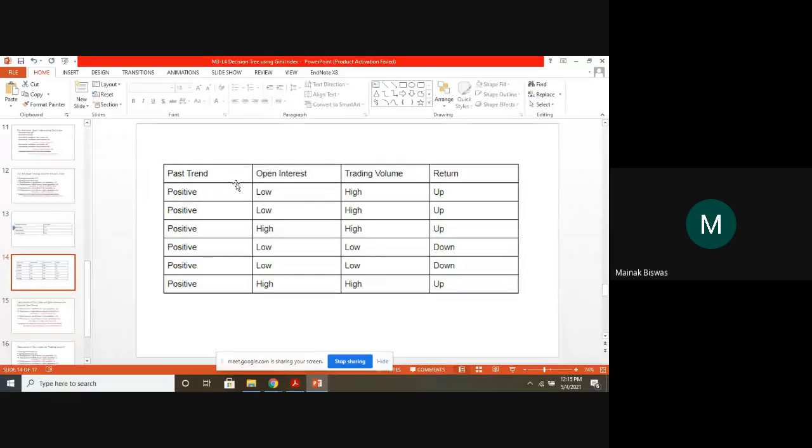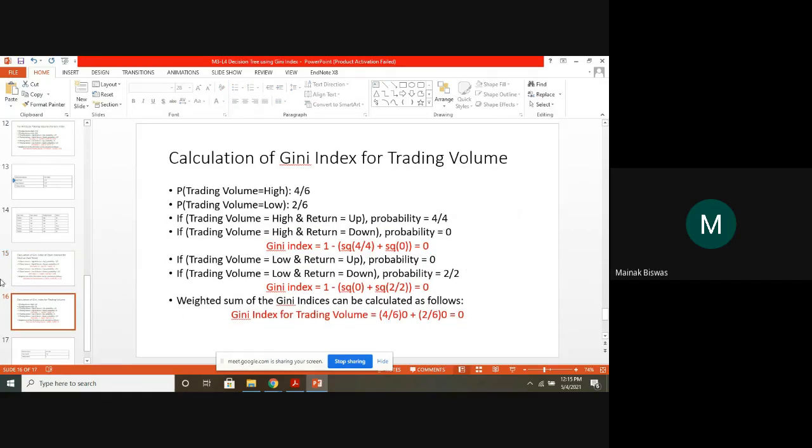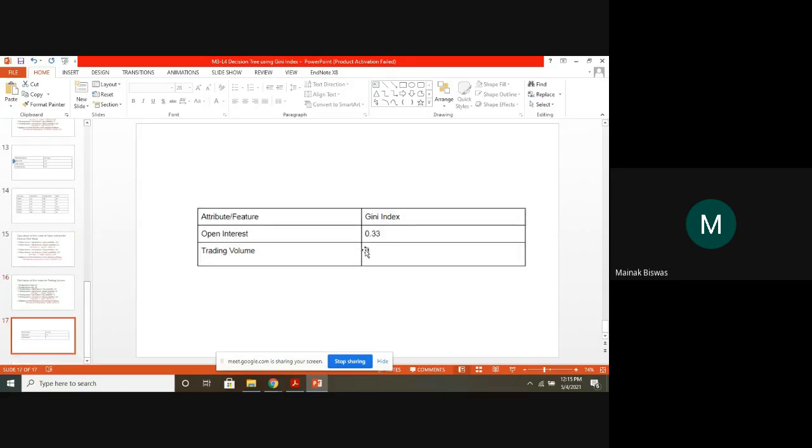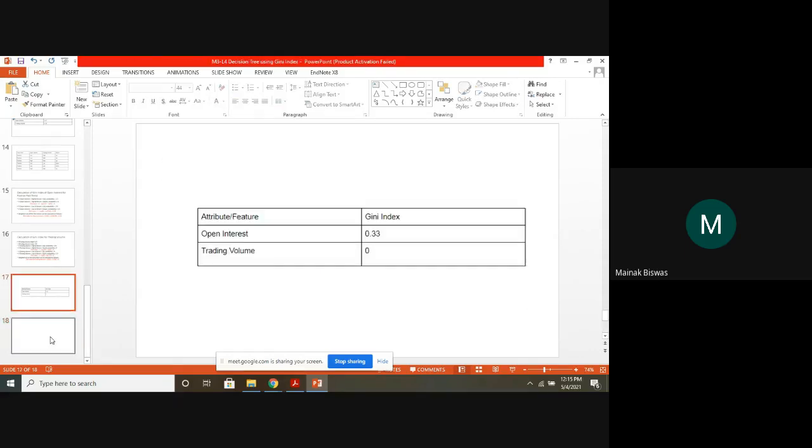Okay. So for positive trend, we have to calculate the Gini index. If open interest equals high and return equals up, in this way again we compute the Gini index for open interest. And for low, it is around 0.50. So the weighted sum of the Gini index is calculated as 2 by 6 into 0 plus 4 by 6 into 0.5, which is 0.2. For trading volume, it is around 0. So between these two, we find that trading volume is the minimum. So we break the node this way. So the tree is basically missing this one.